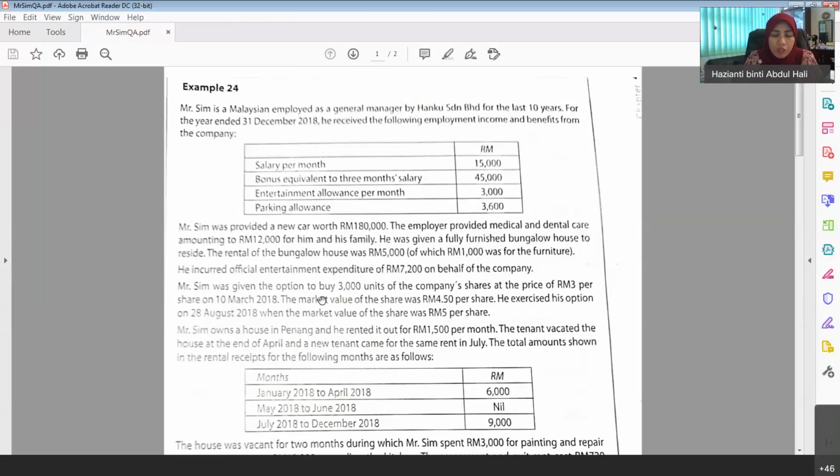He was given the option to buy 3,000 units of the company shares at the price of RM3 per share on 10 March 2018. The market value was RM4.50 per share, and he exercised the option on 28 August 2018 when the market value of the share was RM5 per share. So from this paragraph, we can see that these are all coming from his employment.